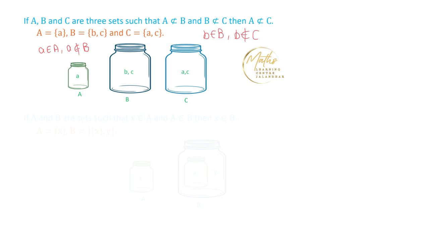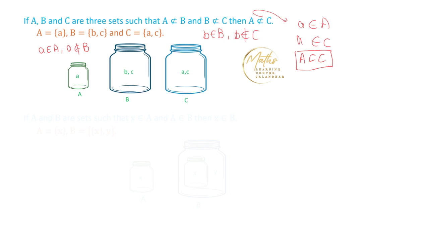And further we are saying that A is not a subset of C. But what we see over here is that A belongs to A. A has only one element A, and A belongs to the set C. So what we obtain from this is that A is a subset of C, and further it is a proper subset of C in this case. So this statement is false.